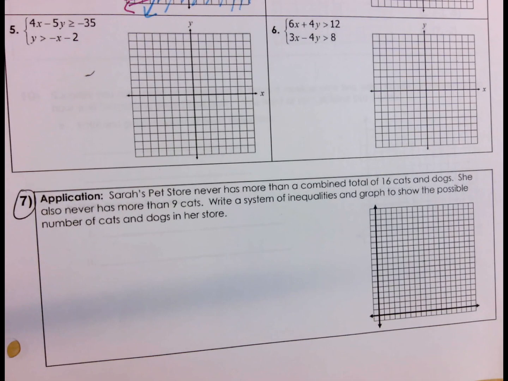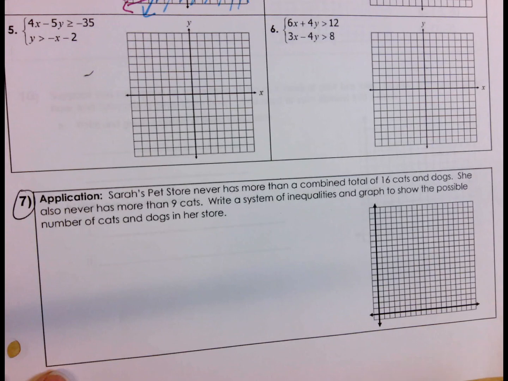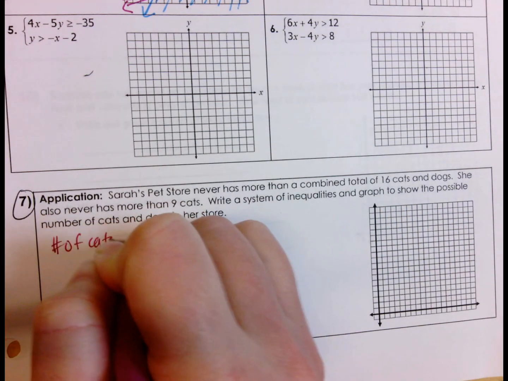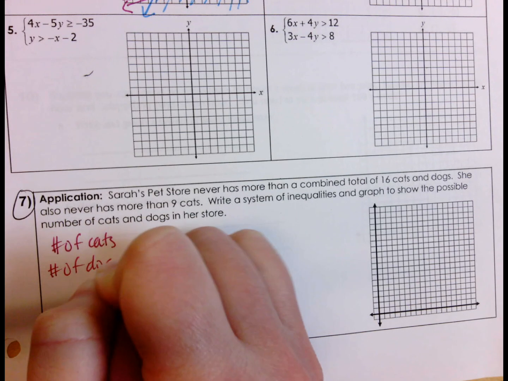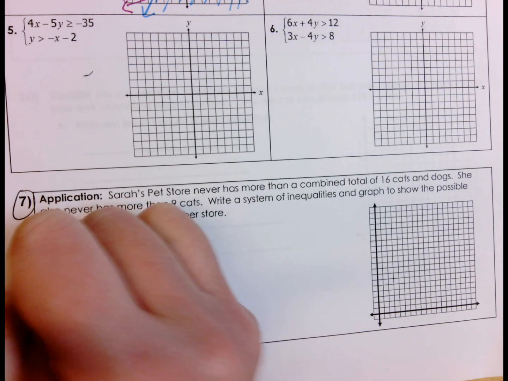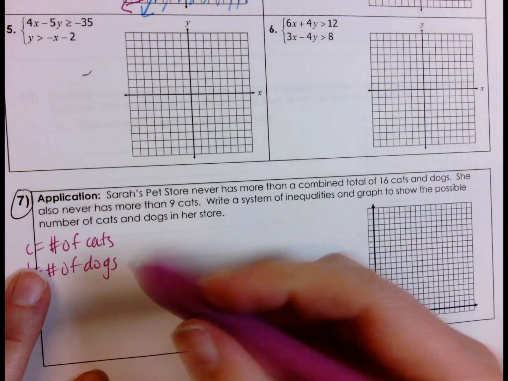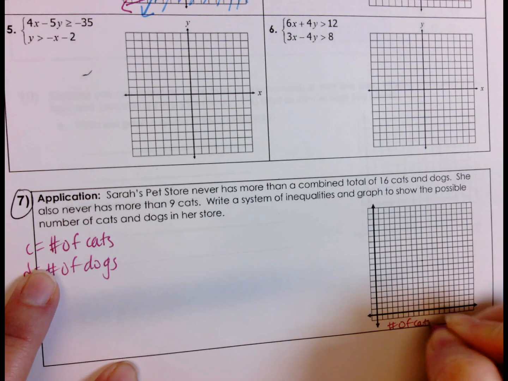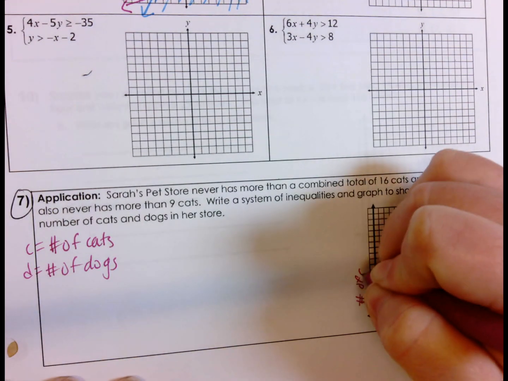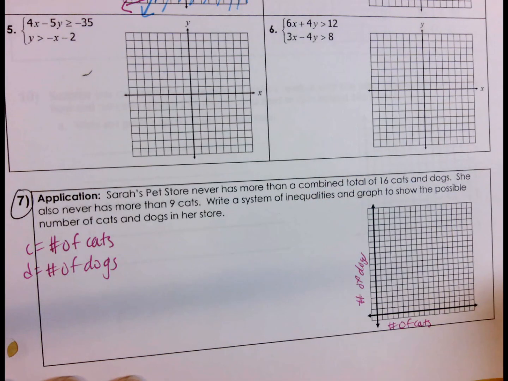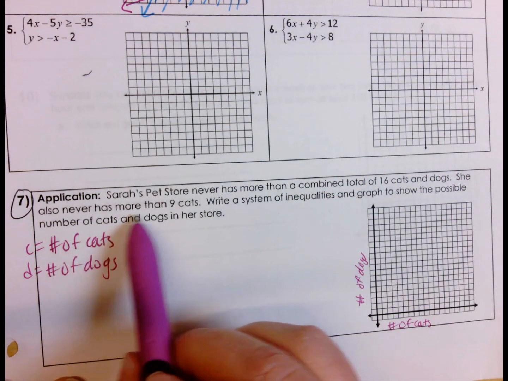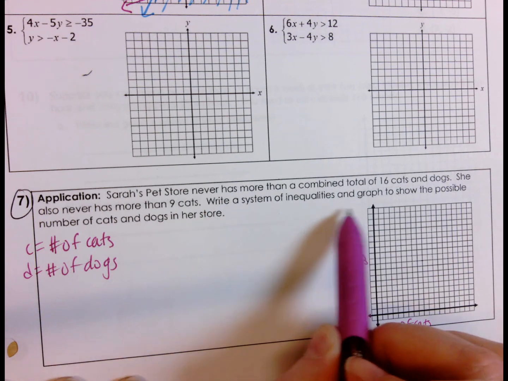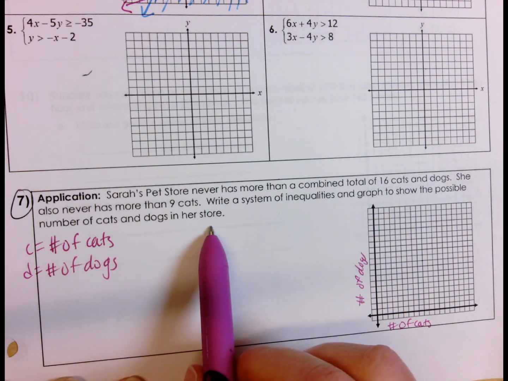Sarah's pet store never has more than a combined total of 16 cats and dogs. So we're talking about the number of cats and the number of dogs. I'm going to call those C and D, and label C as my x-axis, number of cats, and number of dogs up here. She also never has more than 9 cats. Write a system of inequalities and graph to show the possible number of cats and dogs in her store.